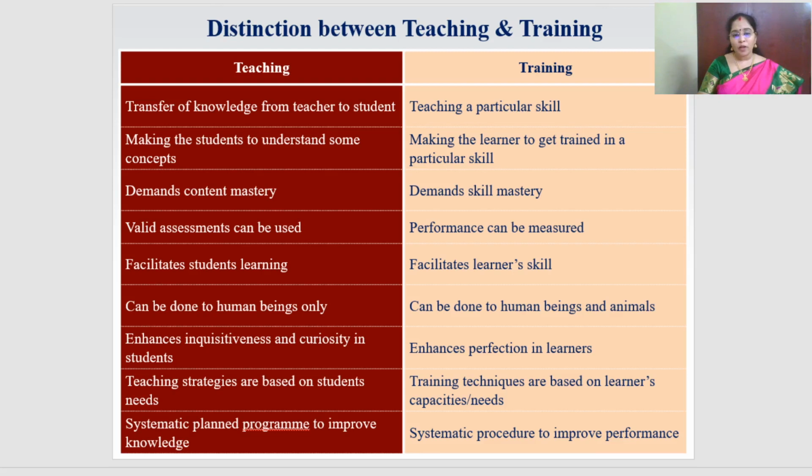Teaching makes use of all the students to understand the concept. Training makes use of all the learners to get trained in the particular skill. Teaching demands content mastery. Training demands skill mastery. Teaching involves the valid assessment, but in training only the performance can be measured. How well you create a very good album. So that is your performance with regard to the Photoshop training you undergo. Teaching facilitates students' learning. Training facilitates learner skill.